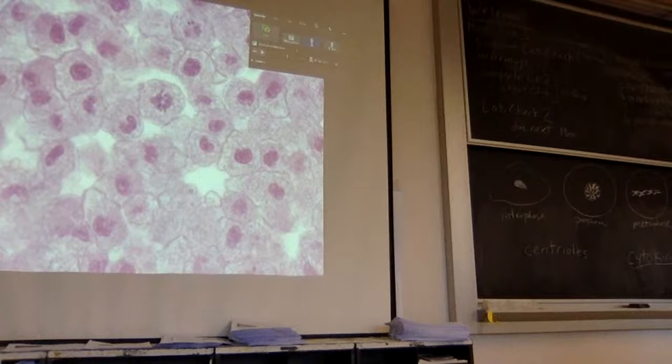So one of your tasks in your lab checks, which I'll hand out in a minute, is to find different cells in different stages. Any questions on what you're identifying? How to identify?